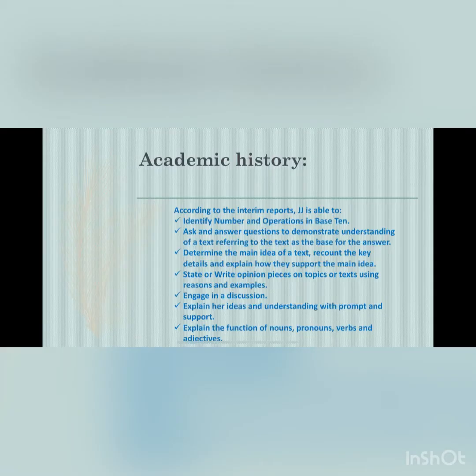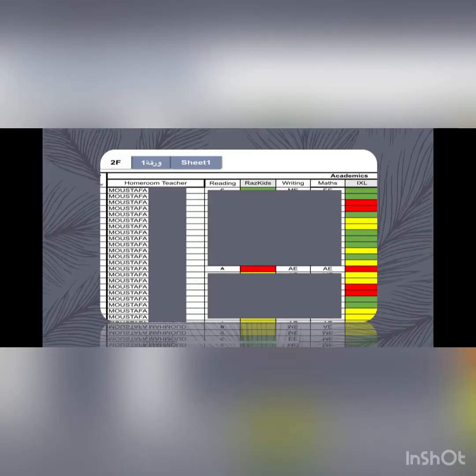Regarding the academic history, after reviewing the interim reports, she was able to identify numbers and operations in base 10, and ask and answer questions to demonstrate understanding in the text. She was more able to engage in a discussion, and I will be helping and prompting her, adding more vocabulary into her language, where she could explain and express her ideas and understanding more often. She was able to explain the function of the nouns, pronouns, verbs, and adjectives.